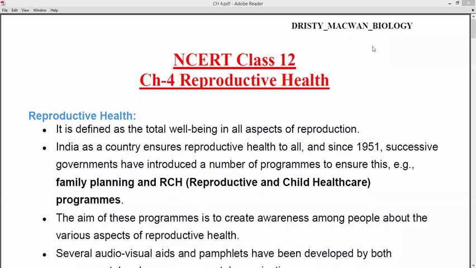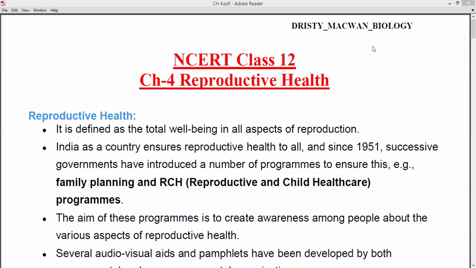Today we are going to see 12th science biology, chapter number 4, that is reproductive health. First, we are going to see the basics of this chapter, and this is the last chapter of this unit, that is reproduction. We have seen the reproduction in organisms, then reproduction in flowering plants, then reproduction in humans, and now we are going to see what exactly reproductive health is.